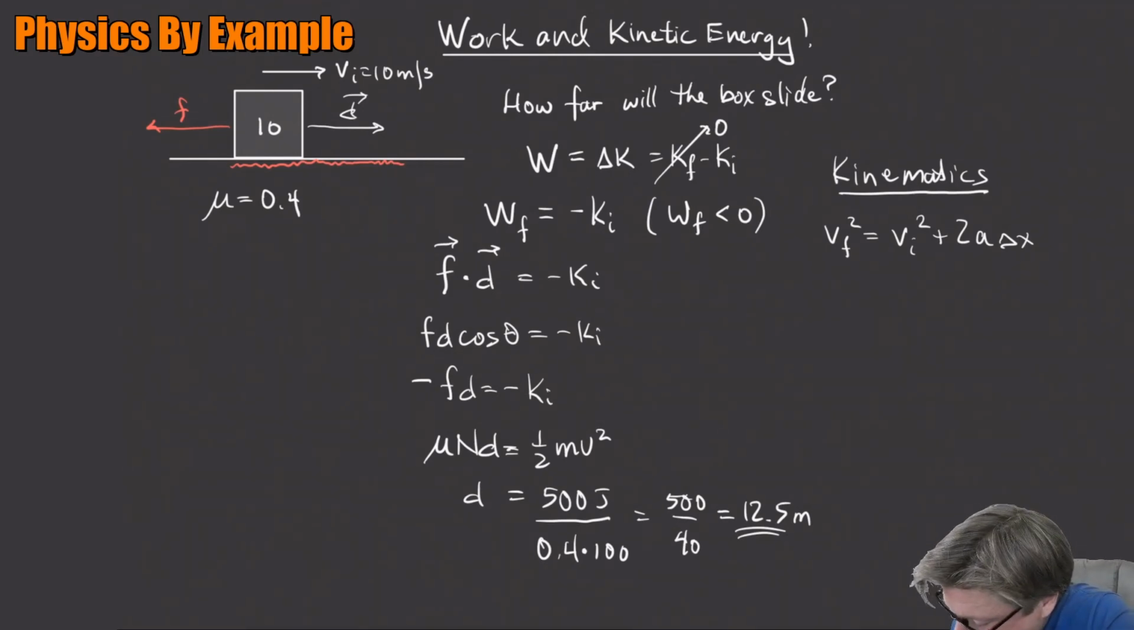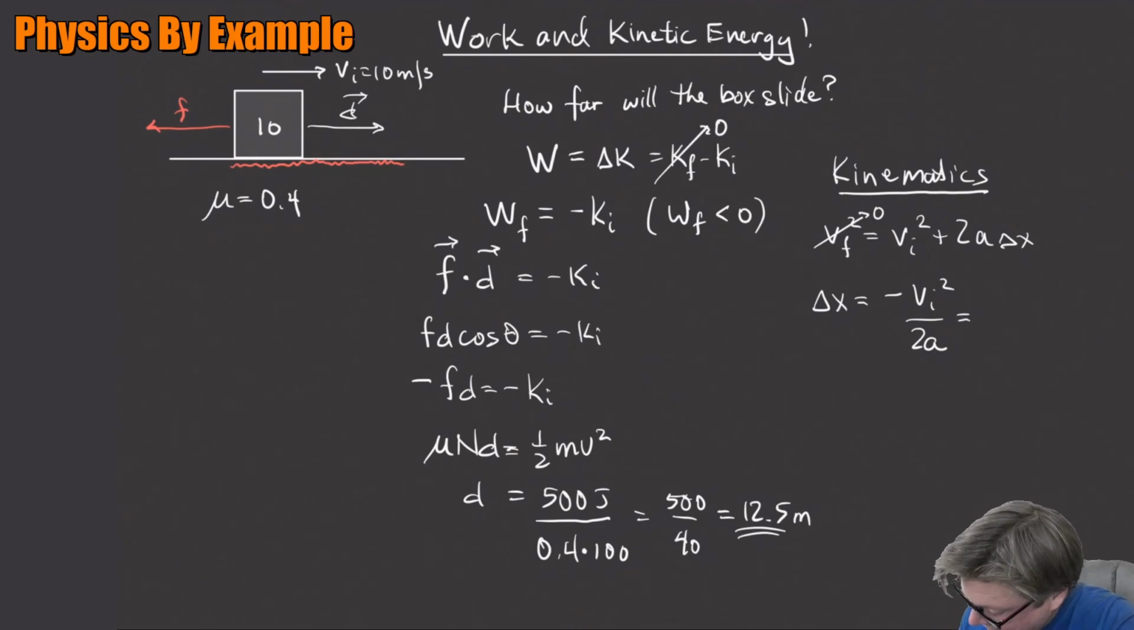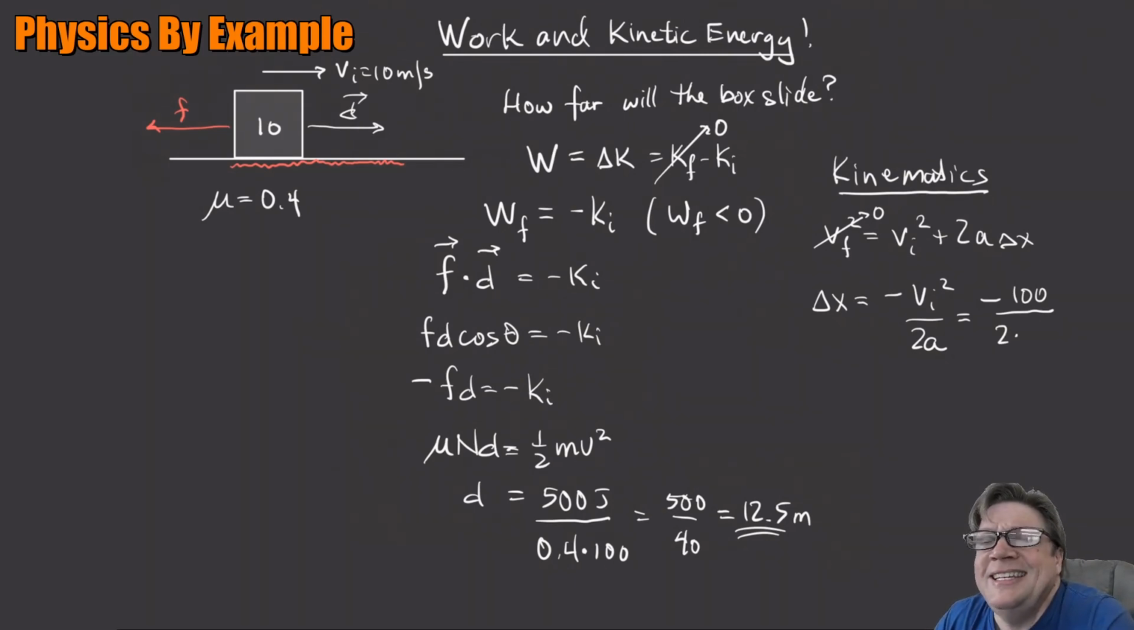Where now V final squared is going to be 0, right? I know my V initial, and I want to find out that delta X. So delta X, let's see, that's going to be minus VI squared over 2A. So it's going to be minus, I'm squaring VI and then taking the minus, right? So it doesn't necessarily go away. So this is going to be minus 100 over 2 times A. What's the acceleration? Well, it's slowing down, right? Really, it's a deceleration.